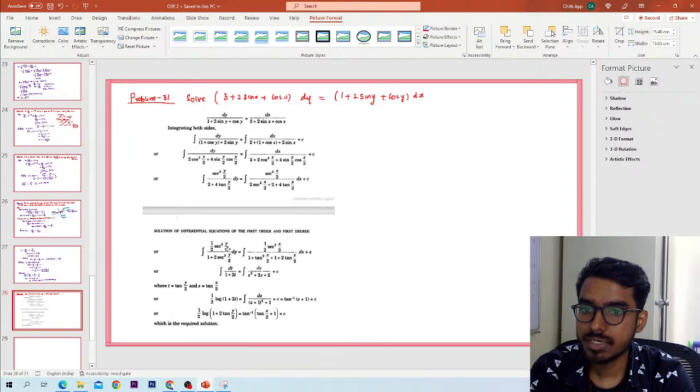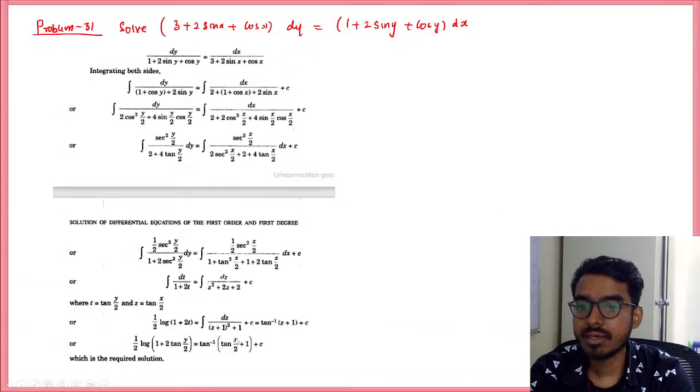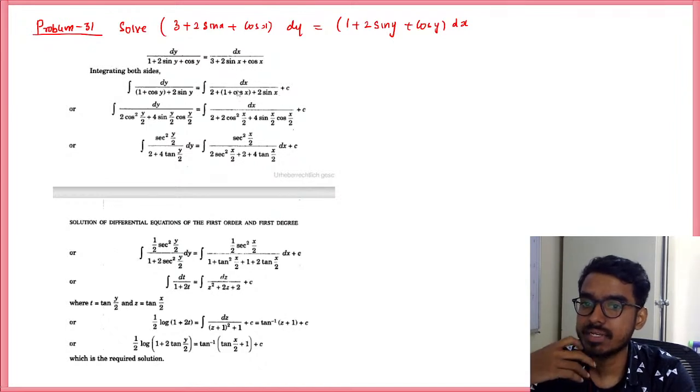Just go through the solution, right? So you can see they have just separated the variable first. Just separate the variable first, dy, just multiply that and separate the variable. Integrate. So 1 plus cos y, 2 sin y. And here 1 plus cos x plus 2 sin x, right?